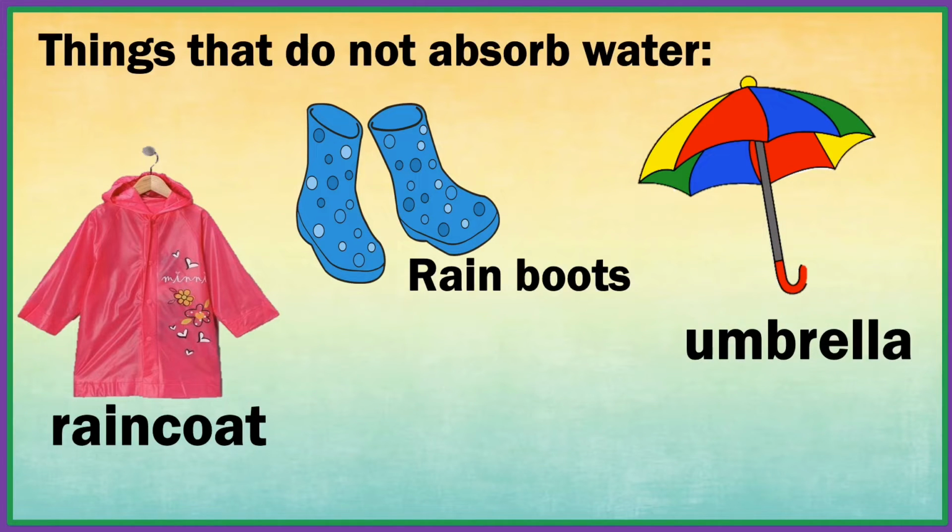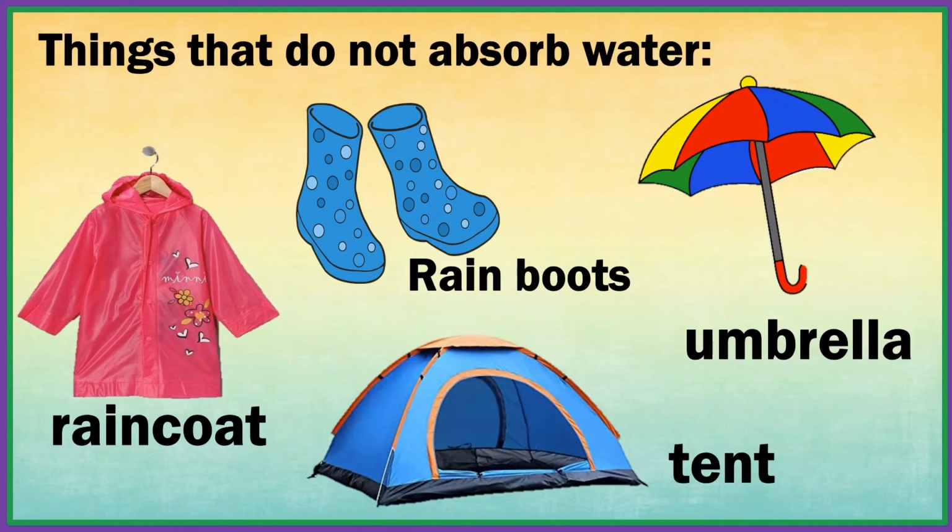Next, umbrella. Umbrella is a good example of things that are made of material that does not absorb water, because one of the uses of the umbrella is to protect yourself from the rain water during rainy days. Next we have tent. Tents are mainly used for camping, and in camping, we sleep outside. And as you sleep in there, you want to make sure when it rains, you will not get wet. So tents are made of plastic, which doesn't allow water to get through.